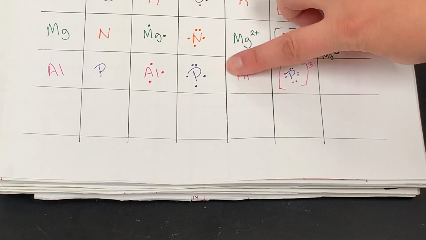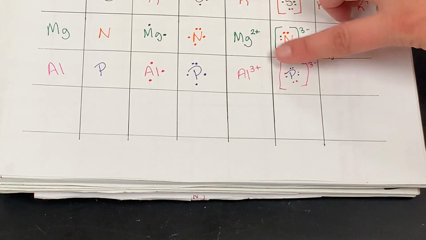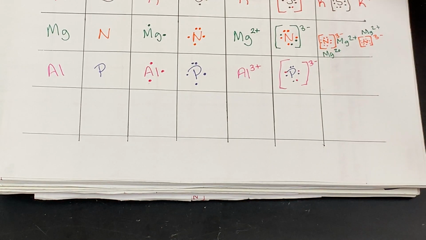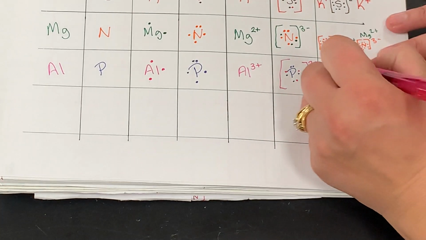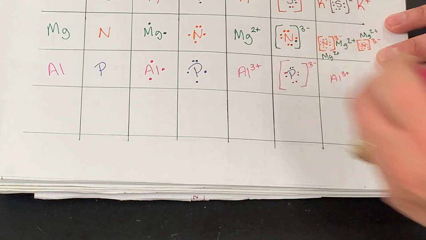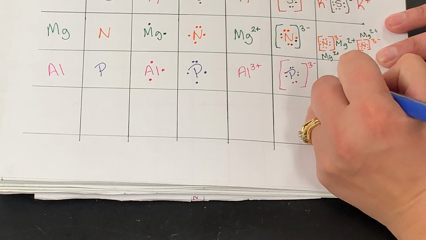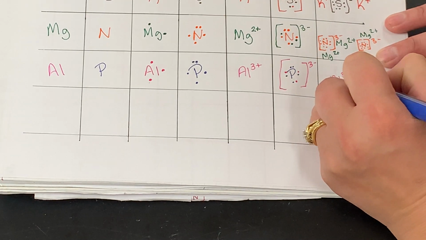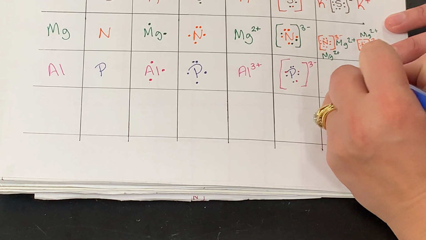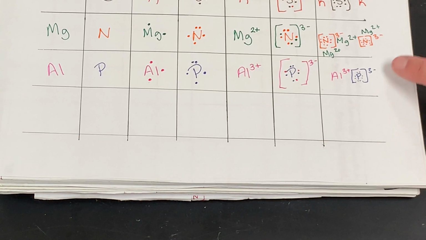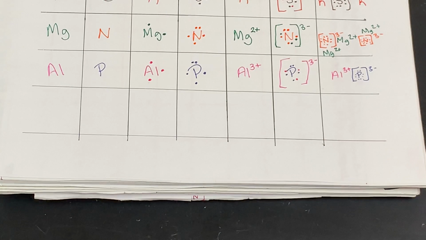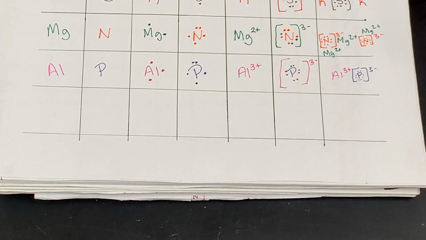Can we reduce a 3-to-3 ratio? Yes, we can, because positive 3 plus negative 3 already adds up to 0. So a 3-to-3 ratio reduces to a 1-to-1 ratio. So I only need 1 aluminum and 1 phosphorus. So let's draw that. 1 aluminum and 1 phosphorus. Because remember, the goal of this is for our charges to add up to 0, but the definition is the lowest ratio. So we can't have 3 to 3 because that's not the lowest ratio. We've got to reduce it down to that 1 to 1 because that is the lowest ratio.